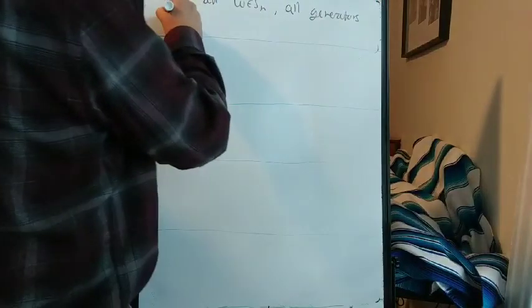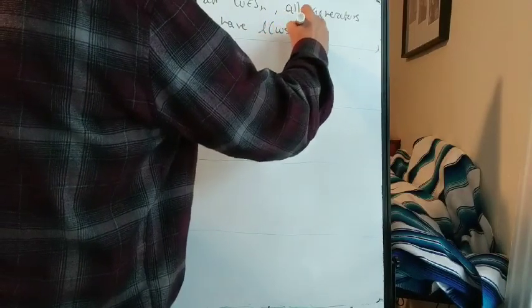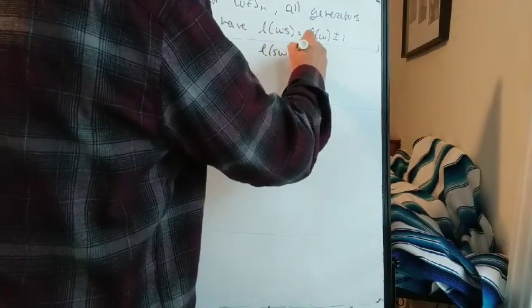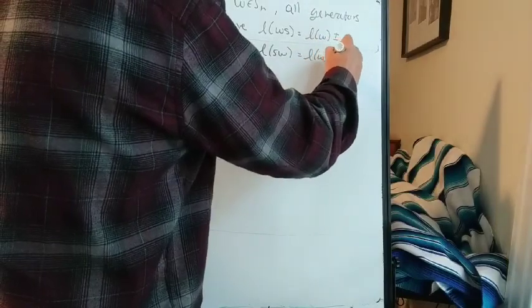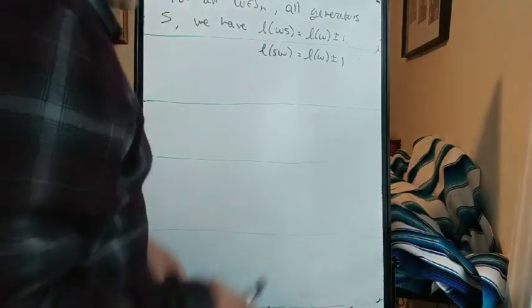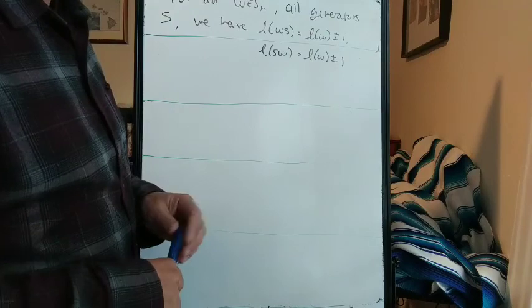So for all permutations W in Sn and all generators S, we have that the length of Ws equals the length of W plus or minus 1, and the length of SW equals the length of W plus or minus 1. Because either way, we're taking two letters and putting them in the opposite order, so that either introduces one inversion or takes away one inversion.